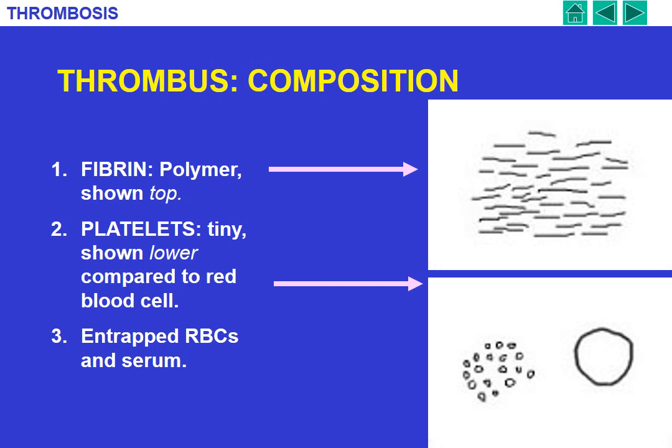Let's see what the composition of thrombosis is. First one is fibrin polymers on top, and second one is platelets. They are very tiny, shown lower, compared with RBC, red blood cells. Then the third one is entrapped RBCs and serum.